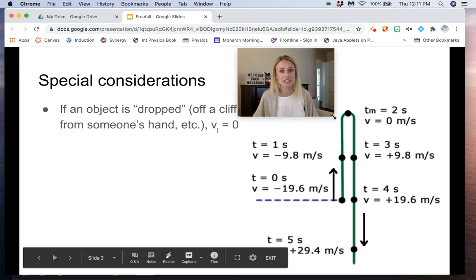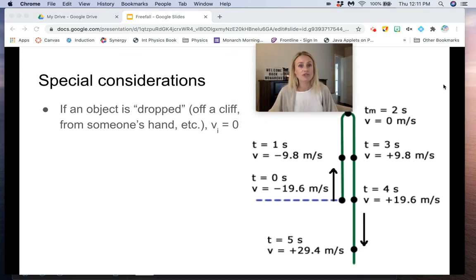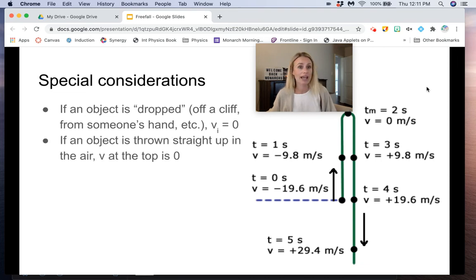So special considerations. If an object is dropped off a cliff or dropped from someone's hand, the initial velocity is 0. So think of just dropping an object, right? If you open your hand, the initial velocity of that object is 0, okay?